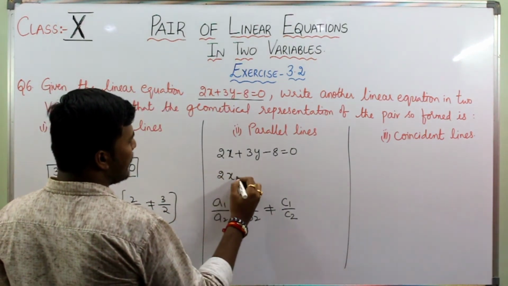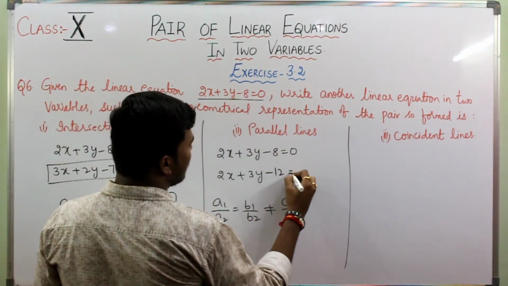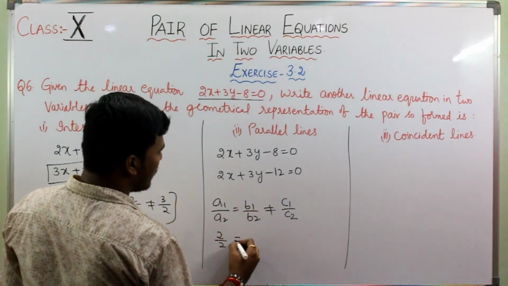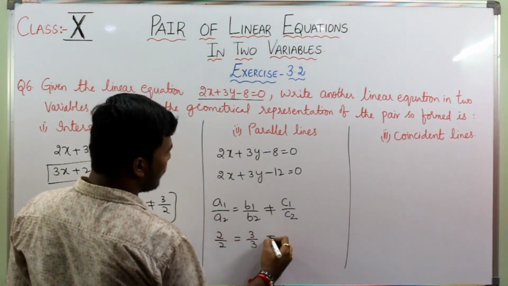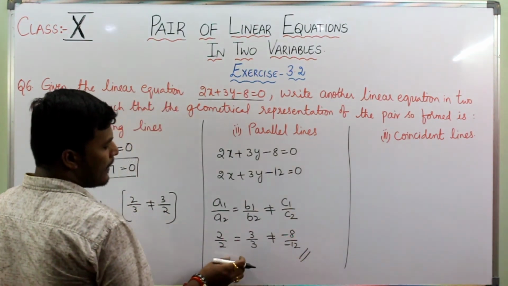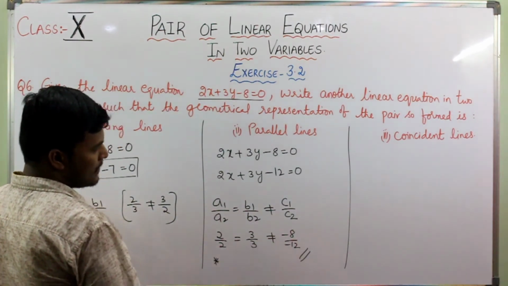So 2x plus 3y minus 12 is equal to 0. If I check here, what am I getting? 2 by 2 is equal to 3 by 3 but not equal to minus 8 by minus 12. So they are forming parallel lines here.